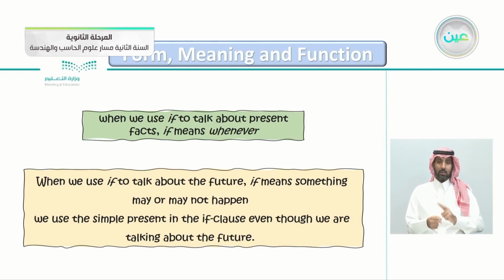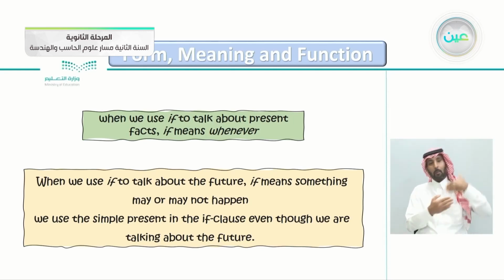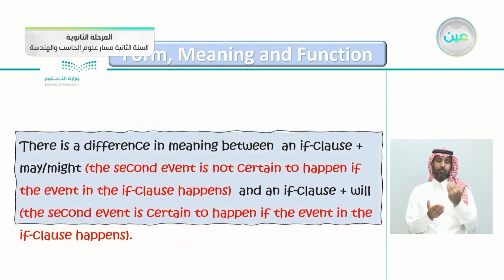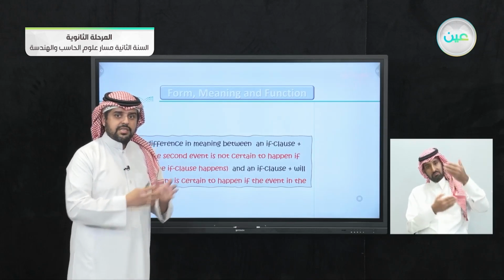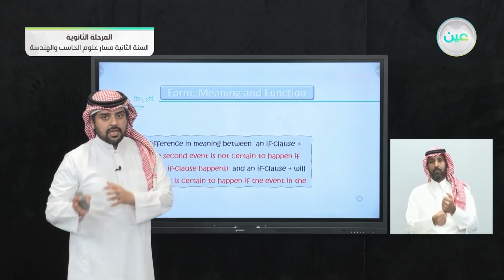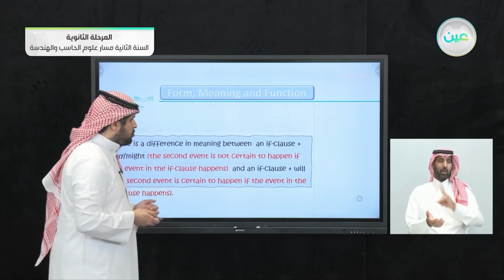When you use the simple present in the if clause, even though we are talking about the future, of course, this is mentioned before. There is a difference in meaning between an if clause plus may and might. The second event is not certain to happen if the event in the if clause happens. And with if plus the clause and will, the second event is certain to happen. As mentioned before, when in the result clause we say will, we know that this is what's going to happen. If you say may or might, we are not sure.